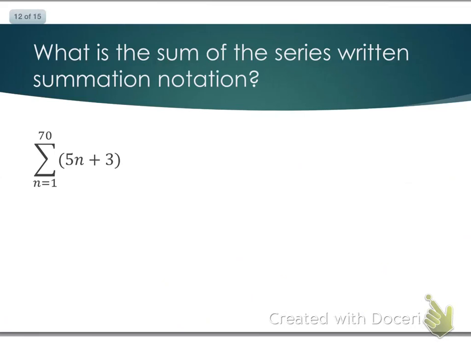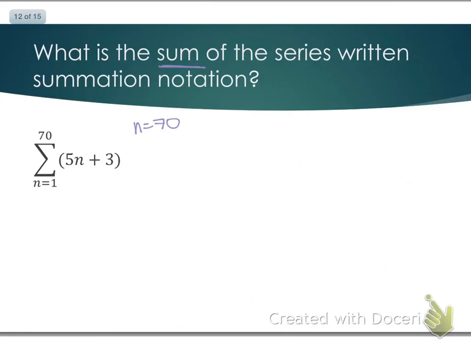Okay, what is the sum of the series? So if I'm trying to find the sum, I'm going to have to eventually use the sum formula. So to do the sum formula, I need the n, I need the first term and the last term. Okay, so this represents my n, my number of terms. I go from 1 to 70. So I know my n is 70.